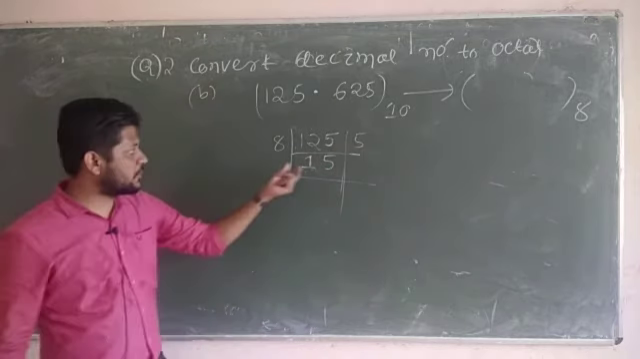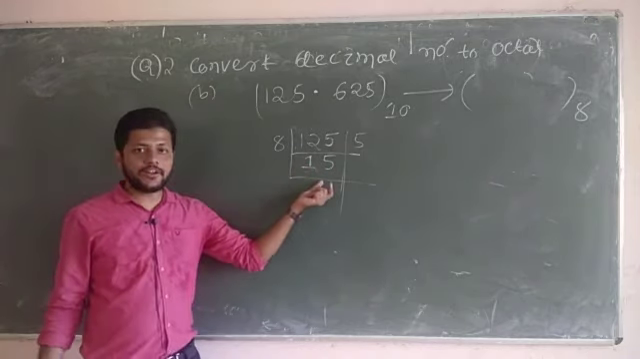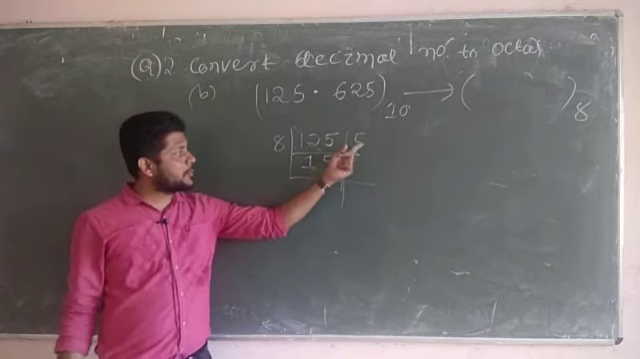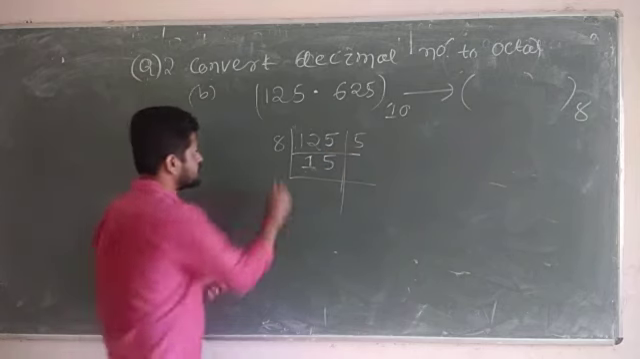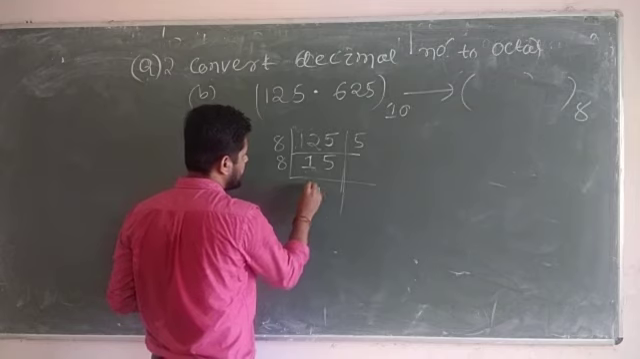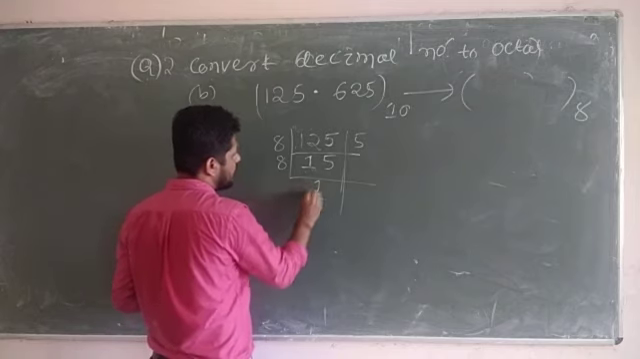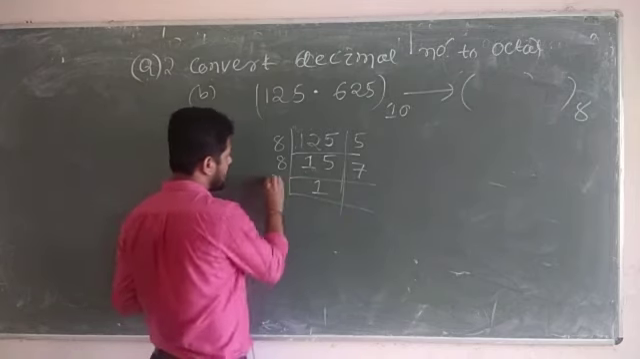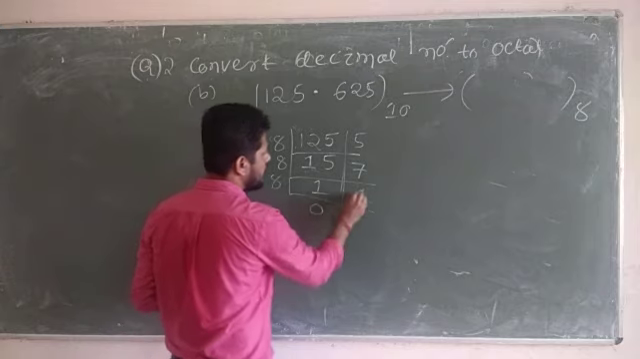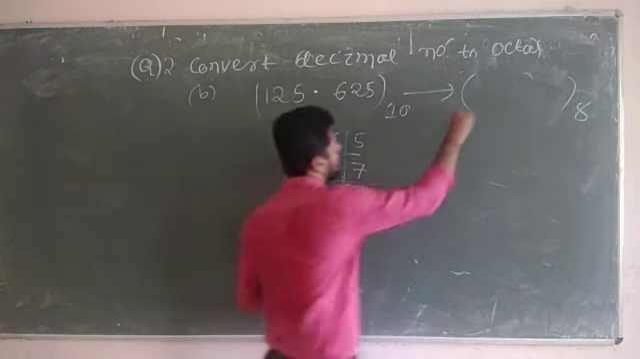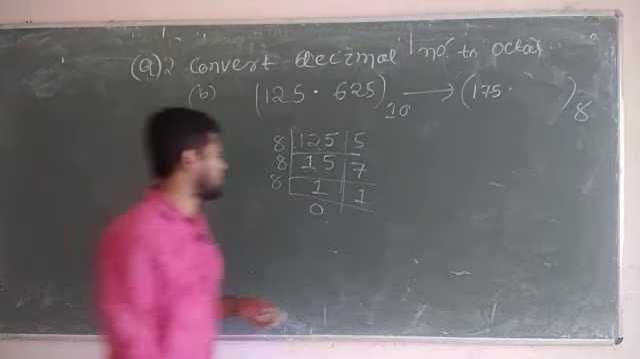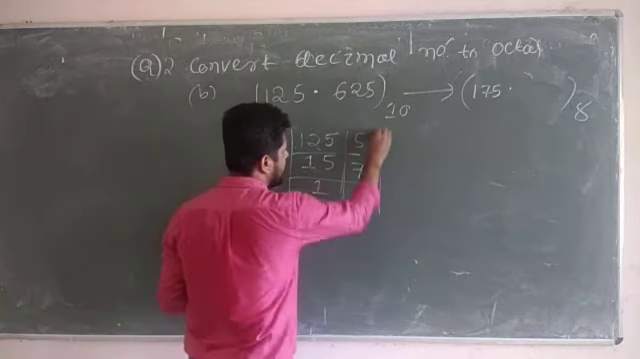So obviously you just multiply 15 into 8, 120. So 125 minus 120, remainder will be 5. 8 into 15, so 8 into 1, remainder will be 7. Then 8 into 0, remainder will be 1. So here obviously the answer will be 175.